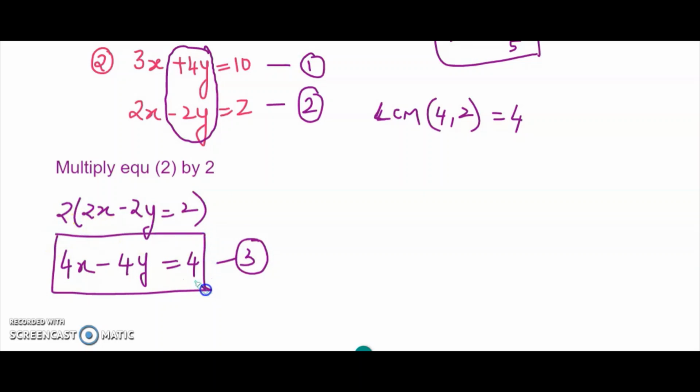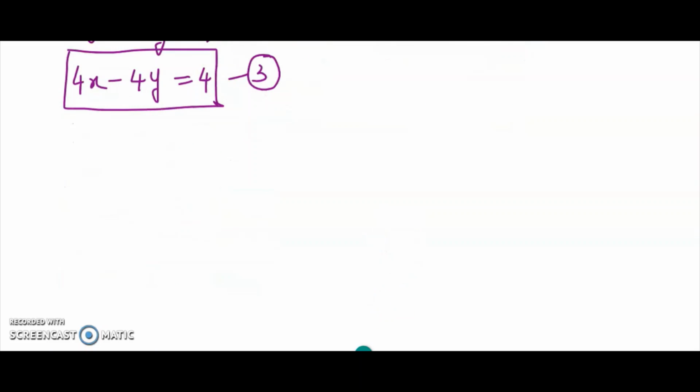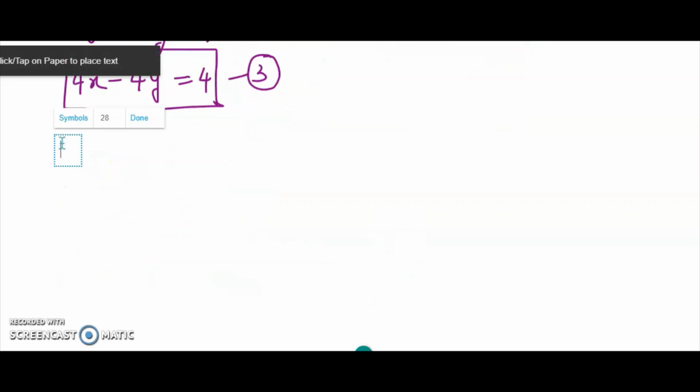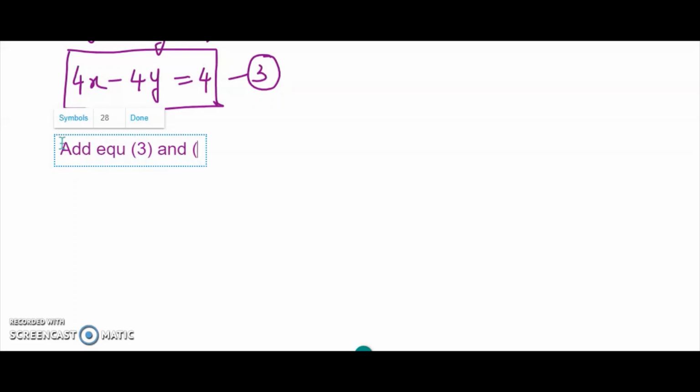Okay. Now if you look at the variable y, that is 4y in equation 1 and 3, right? Here it's plus 4y, here it is minus 4y. So are they of different sign? Yes, it's plus 4y and minus 4y. The moment they are of different sign, you will add the two equations. Okay, equation 3 and equation 1.